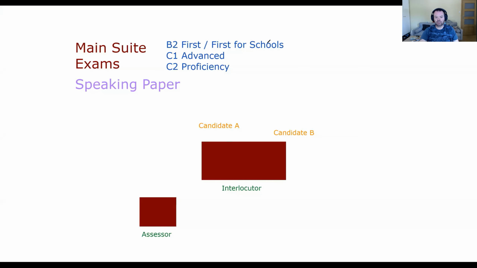So that was the B2 First for Schools. And in terms of the total time available, we're looking at about 14 minutes. C1 Advanced is almost identical, except the students have 15 minutes, and C2 Proficiency we'll have to look at more in detail because it's quite different, and it has about 16 minutes of time available for the candidates. Okay, so we've got our structure for B2 First and First for Schools: icebreaker, individual long turn, collaborative task, discussion. So let's see how that compares with the C1 Advanced, and we will find actually that it's pretty much the same.